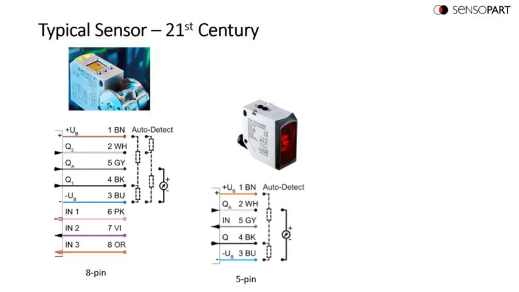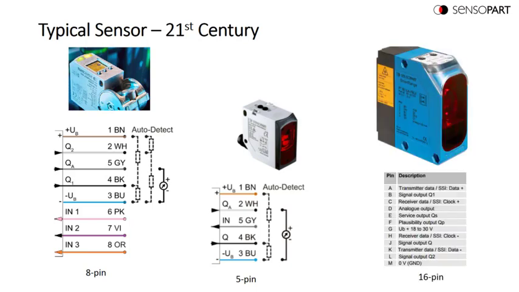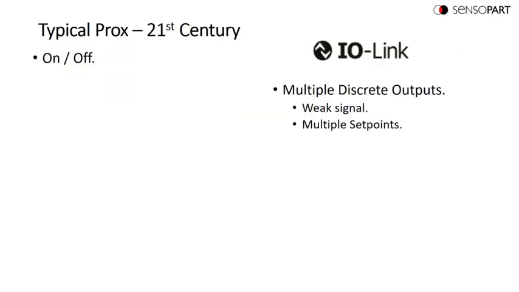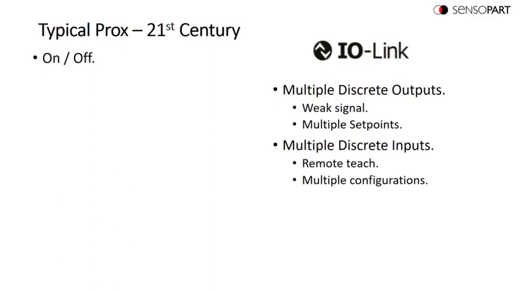Or they have the 8-pin M12. You can have discrete inputs and outputs to, for example, change the configuration remotely, or have multiple distance set points or multiple colors taught depending on the sensor. We have distance sensors with 16 pins that have analog and many discrete I/O and talk serial RS422, RS485. Before we had the procs with the on-off and your photo eye with an on-off, and now you can get additional signals out of that, like a weak signal. If it's a photo eye, you could have multiple set points. You could remote teach, or you could select many different configurations remotely.